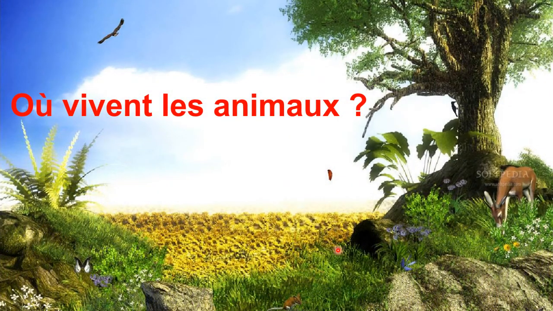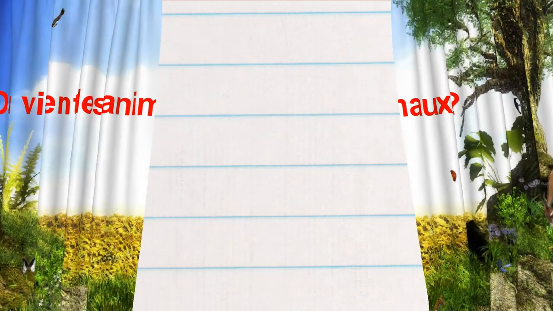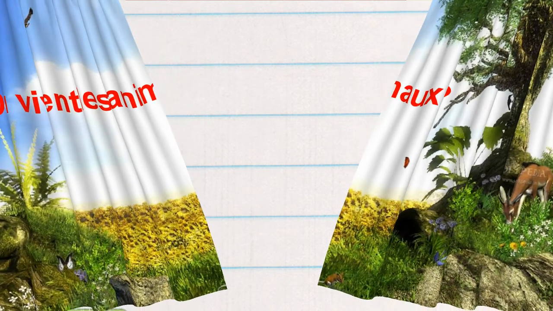The second question: "Où vivent les animaux?" I told you before, E-N-T, we never pronounce it in the verb conjugated with "il" and "elle". So, "où vivent les animaux?" Where do the animals live? We can also do it with the words to discover exactly the places where the animals live.